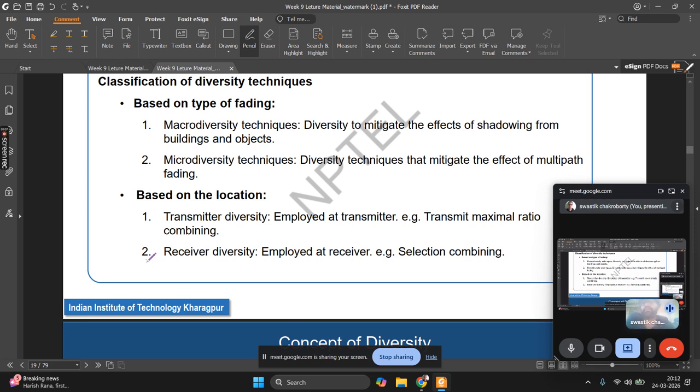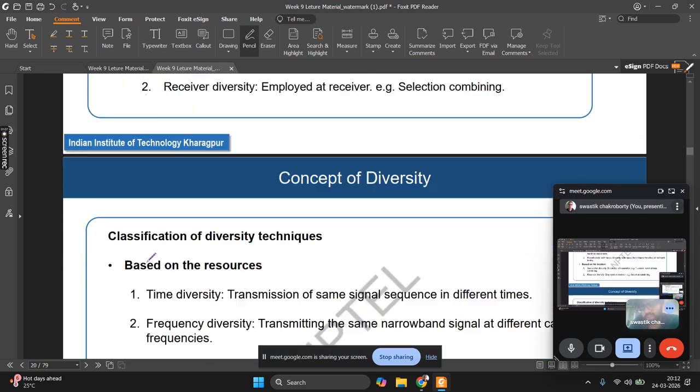Now, another way of classifying the diversity techniques is based on the location. If the diversity scheme is applied at the transmitter, it is known as transmitter diversity. For example, transmit maximum ratio combining. And another is receiver diversity, which is employed at the receiver.